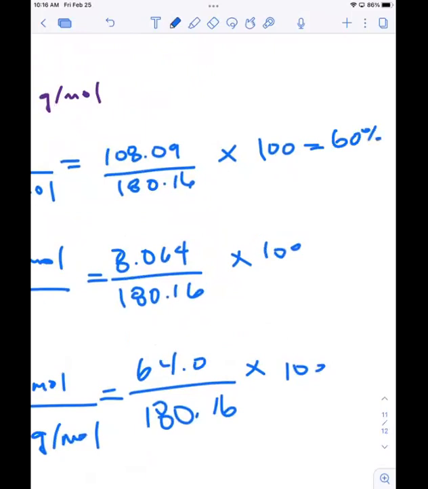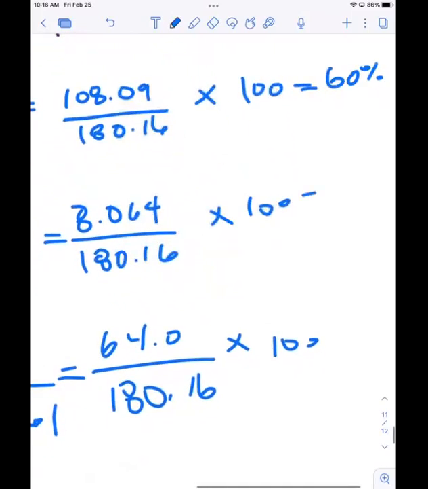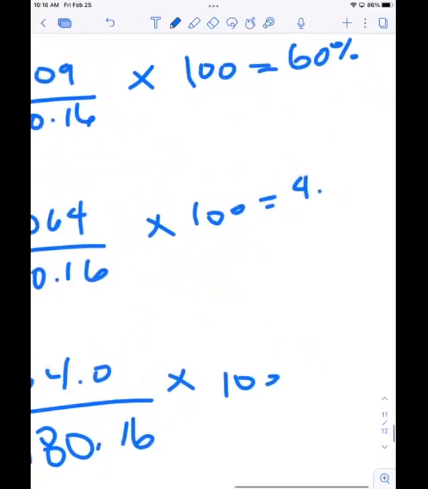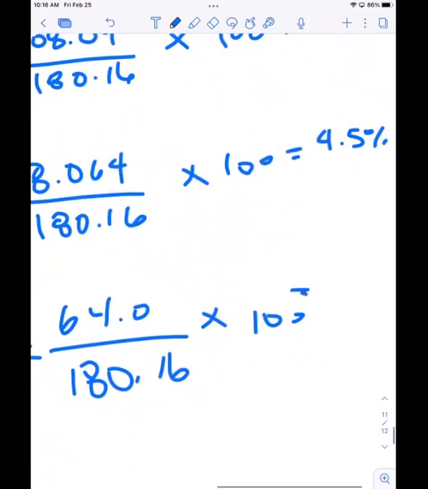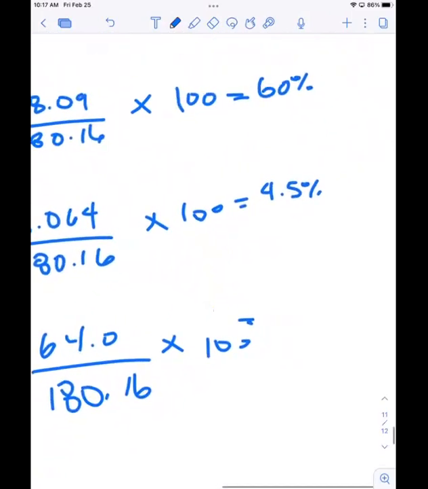All right, go ahead with the second one if you got it. For the second one, 4.47 after multiplying it by 100. So we're going to say 4.5%. And then go ahead with the third one. That one just 35.5. 35.5%. So the total should be 100%.